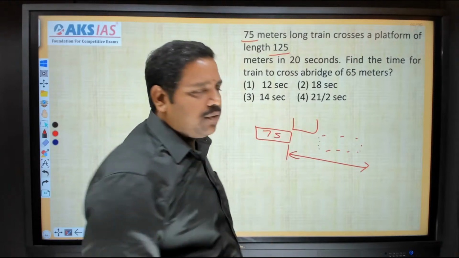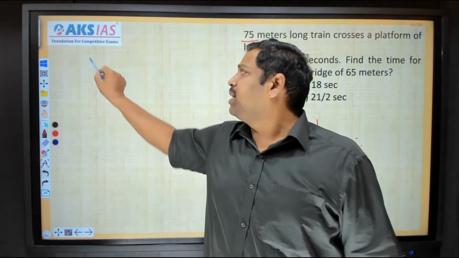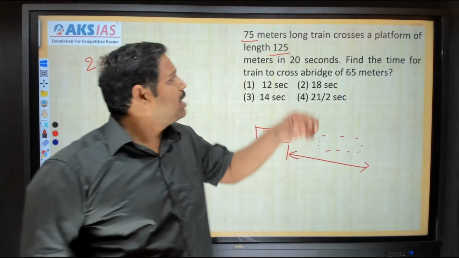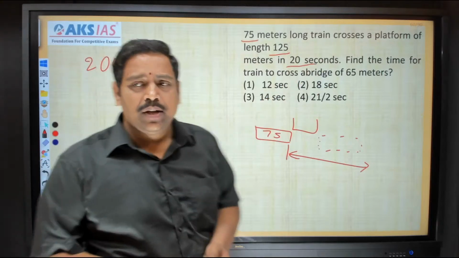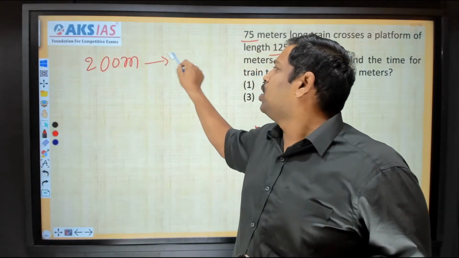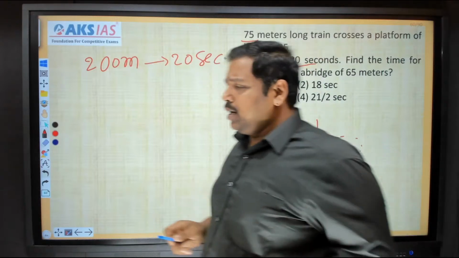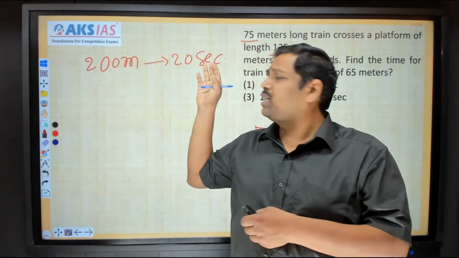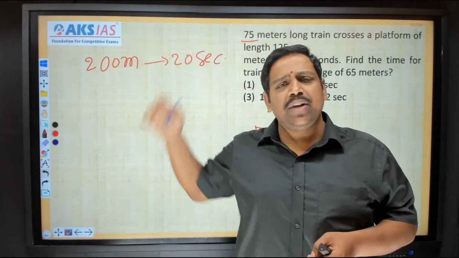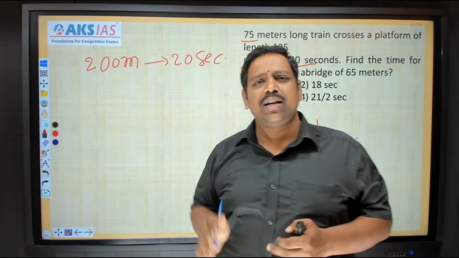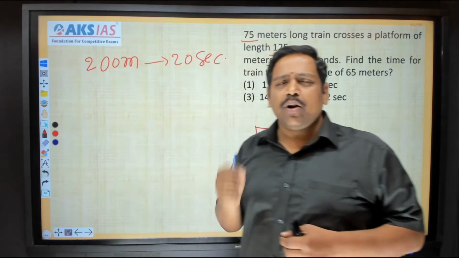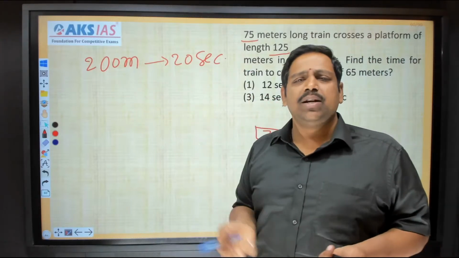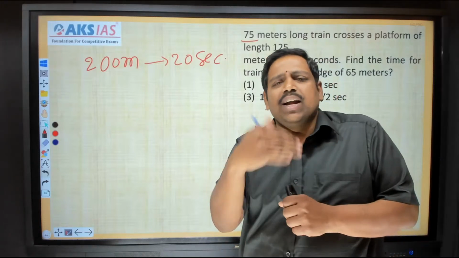The total distance it has to cover is 75 plus 125, that is 200 meters. To cover this 200 meters, how much time is required? 20 seconds. Of course, we can calculate that 200 meters in 20 seconds means its speed is 10 meters per second, and from that we can go to the next step. But I don't want to do it like that. I want to go with the best answer, because these are tempting numbers. 200 by 20 means 10 meters per second, so the calculation part is very easy, and we can do it very easily.